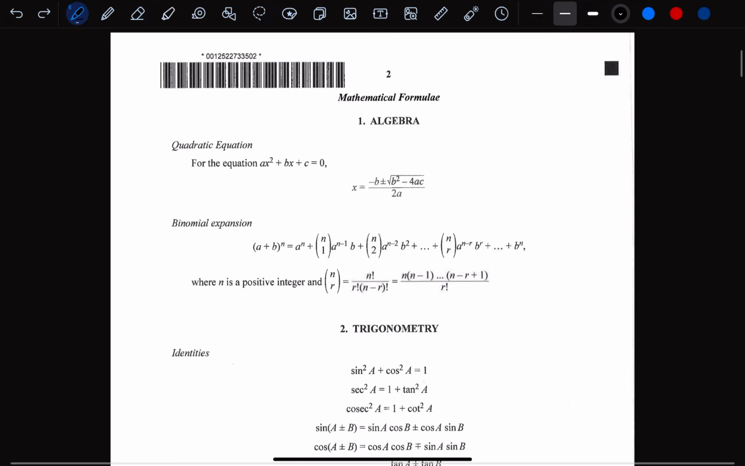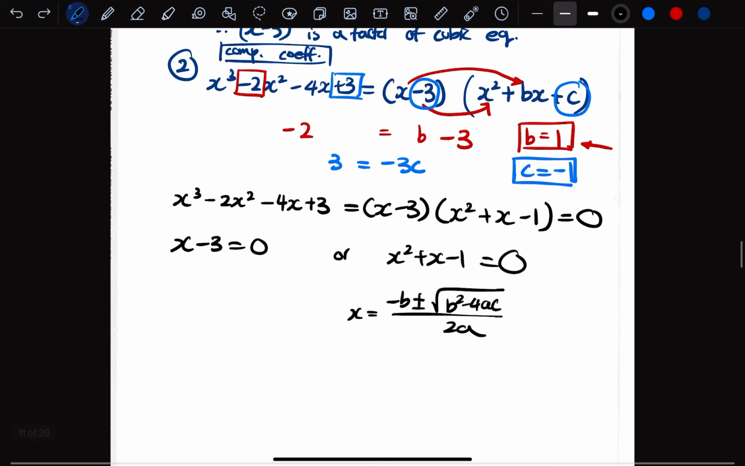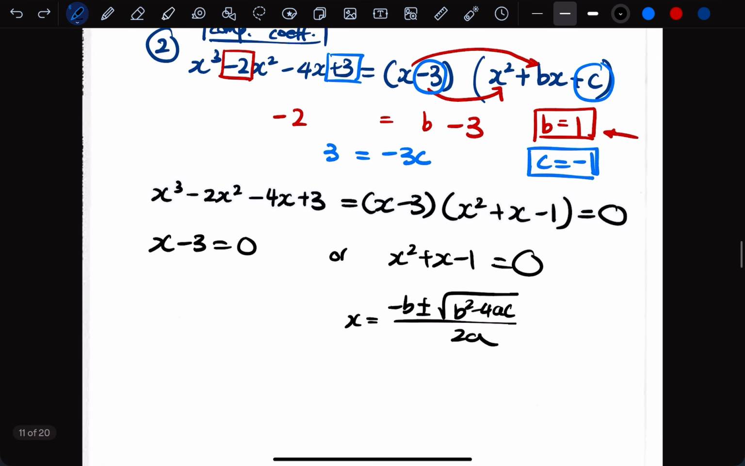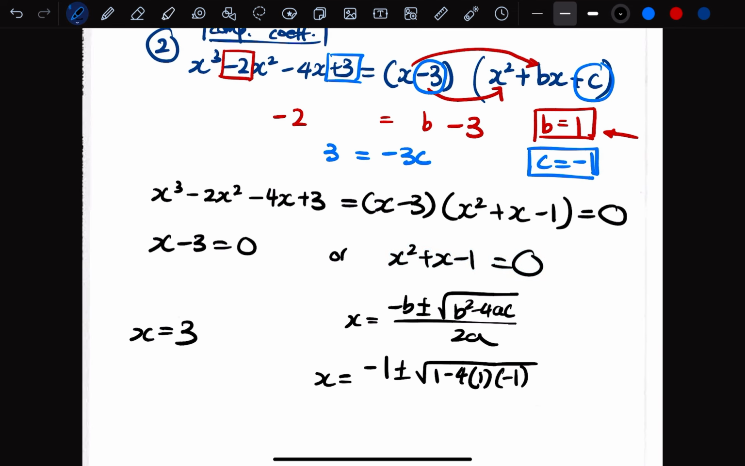So in case you don't remember or you want to double check, the formula is given to you over here. So make sure you check it. Do utilize that to solve for our quadratic equation over here, right? And our other solution here is very easy, x equals 3. So when you simplify the other one, you should get x equals minus 1 plus minus square root of b squared, which is 1, minus 4 times 1 times c, which is negative 1. So make sure you write the negative in there. Over 2a. 2a is just 1 times 2, so at the denominator, it's just 2.